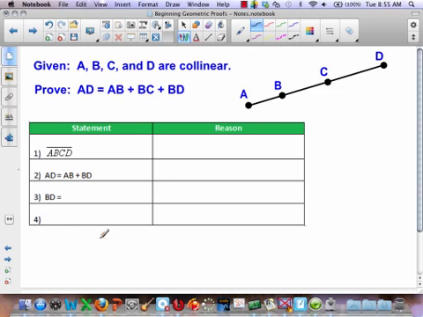So we're given that A, B, C, and D are collinear. We're trying to prove that AD is equal to AB plus BC plus BD. First line of any proof, as always, the given statement.